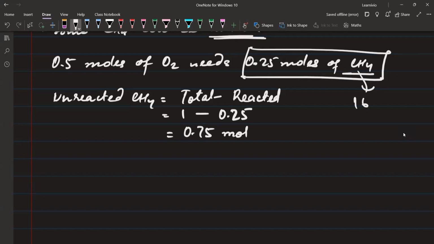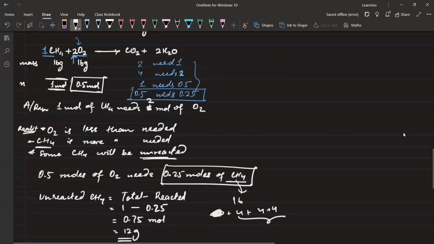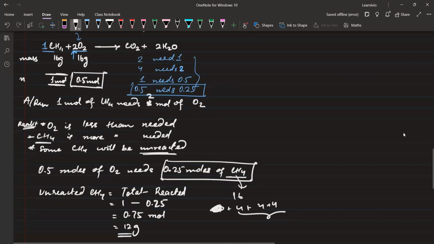1 मोल ऑफ CH4 was 16 ग्राम्स, है ना? 16 ग्राम को 4 प्लस 4 प्लस 4 प्लस 4 कर सकते हैं. So this 4 is reacted, these 4 are unreacted. That means in grams it will be 4 plus 4 plus 4, it is equal to 12 grams. ठीक है, अब ये समझ में नहीं आया तो बट समझ में आना चाहिए. इसको लिख लीजिए जरा.